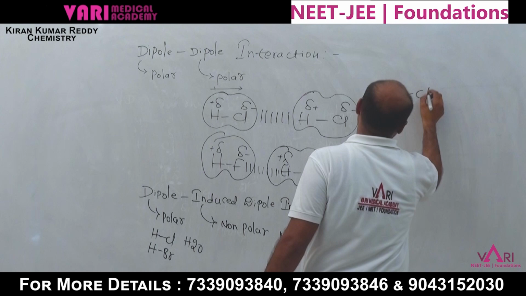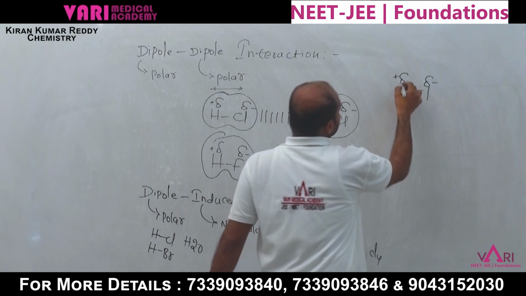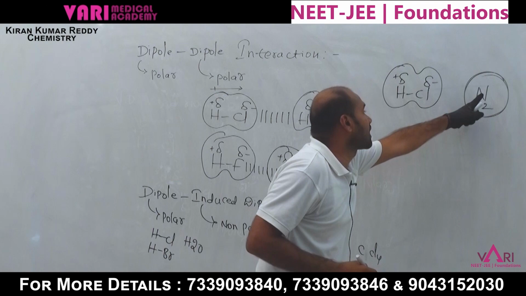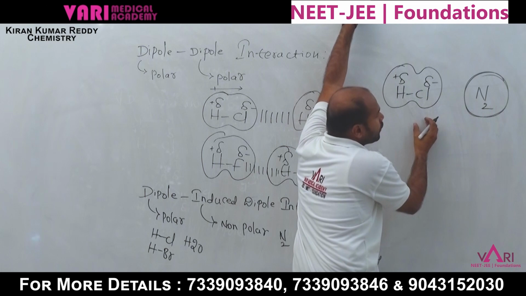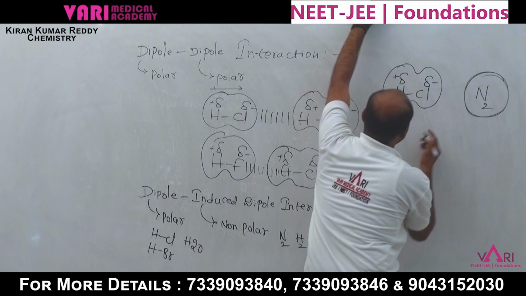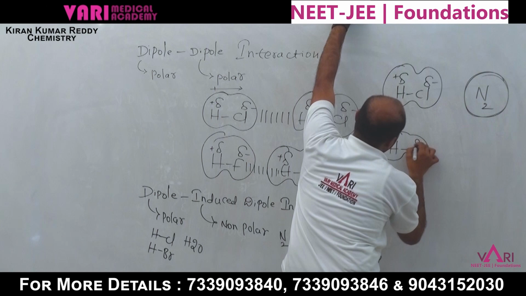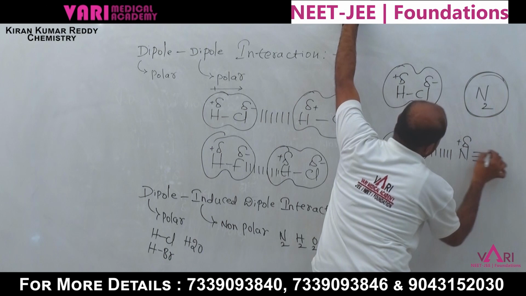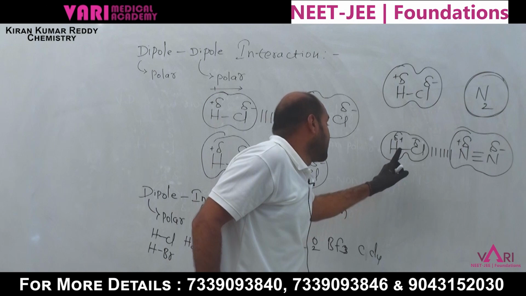HCl, here is more electronegativity, here is less electronegativity, more electron density is present on chlorine. Another non-polar molecule I am taking is N2, with neutral charge and symmetrical shape. Now this permanent dipole molecule is inducing, creating charges on the non-polar molecule. HCl, here is negative, here is positive. This one is creating charges, here N double bond N, here is minus, here is plus, here also minus.